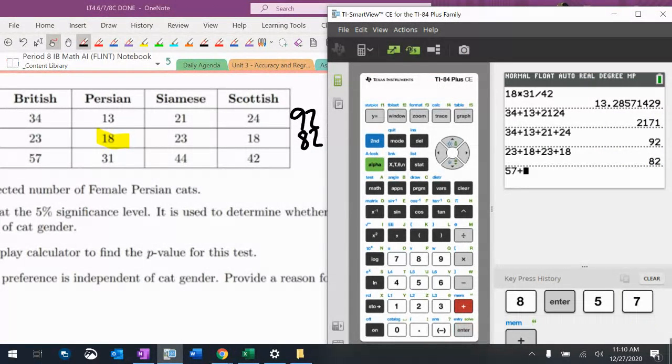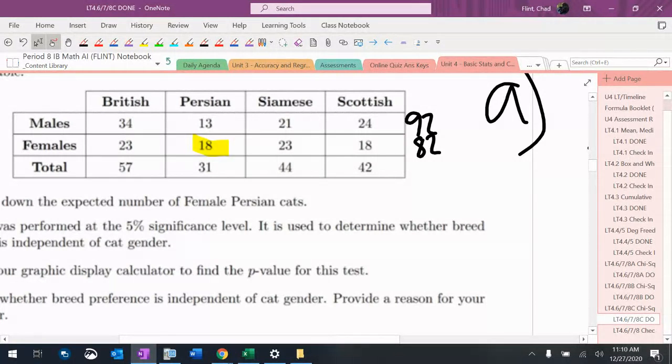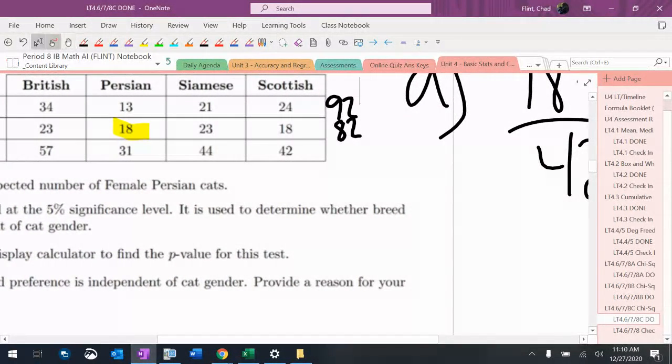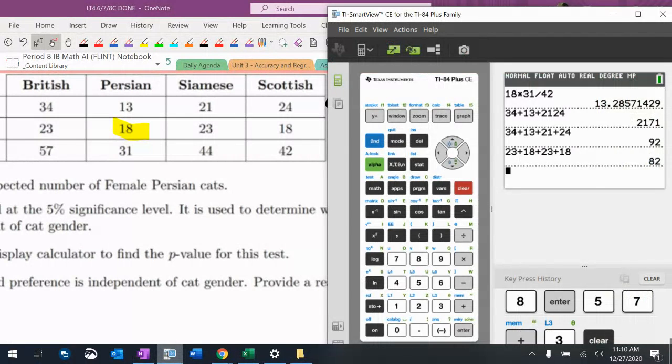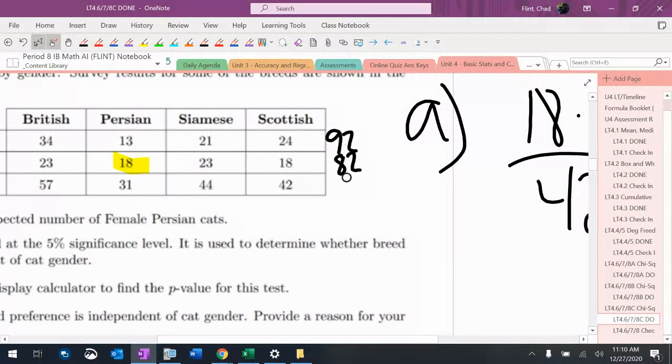And then I got 57 plus. Oh no, wait, I'm not thinking here. All right, that's all I've got. Okay, and then I need to add those together and make sure I know the grand total. So let's make sure they're both the same. So 92 plus 82 is 174, and then 57 plus 31 plus 44 plus 42 is 174. So 174. So let's go back to part A and actually do it the right way.